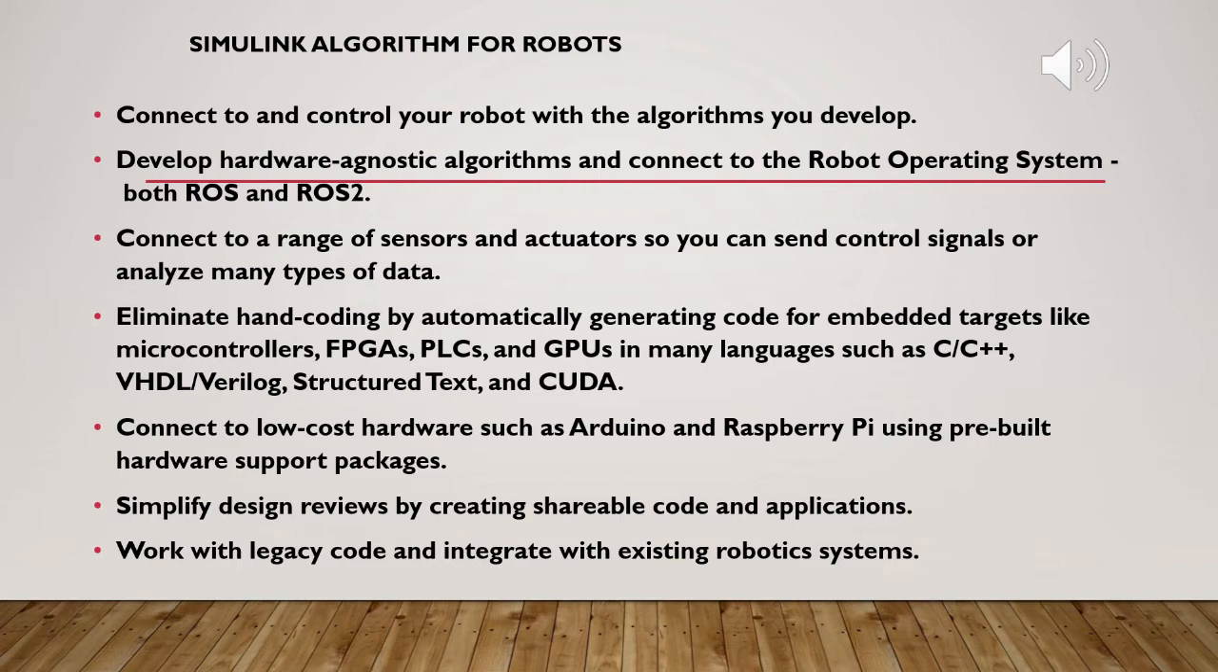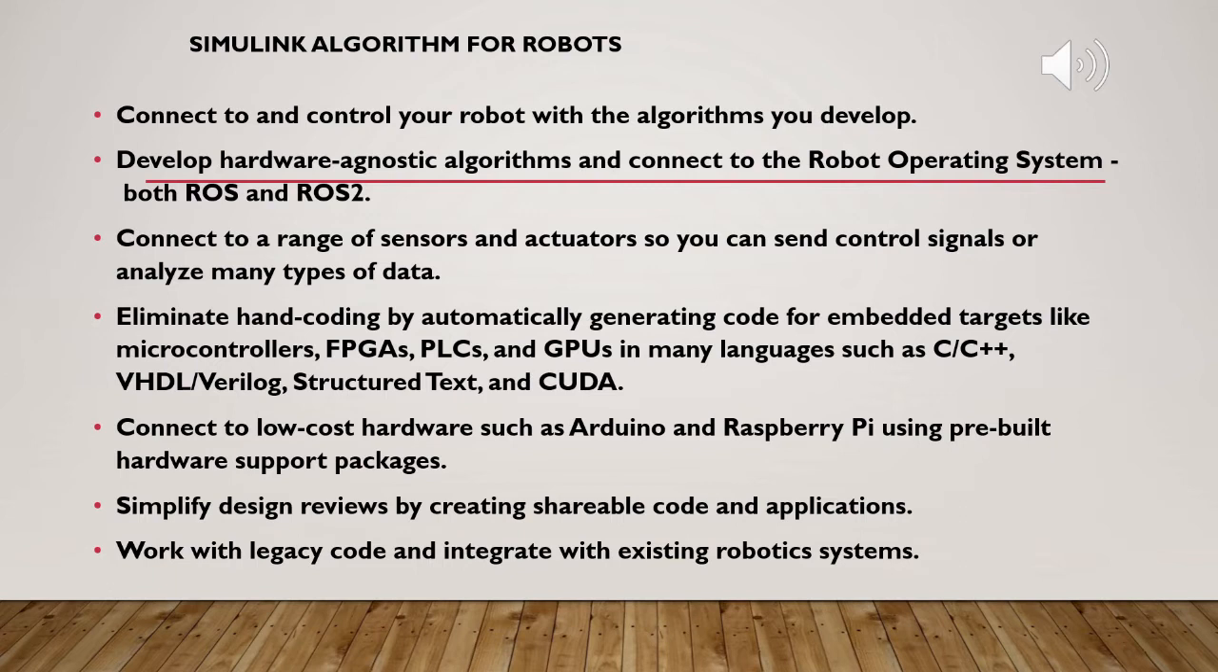Then the third step is to connect to a range of sensors and actuators. We do this so that we can control signals or analyze many types of data. And then we eliminate all the hand coding automatically by generating a code for embedded targets like microcontrollers, FPGAs, GPUs, and we can do this in many languages like C, C++, VHDL, Verilog, structured text, and etc.